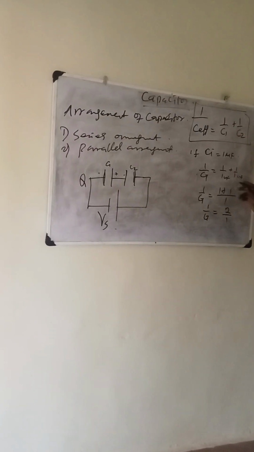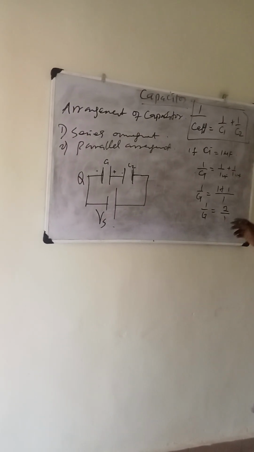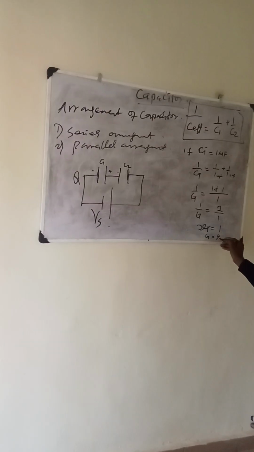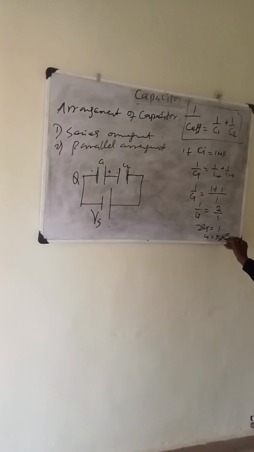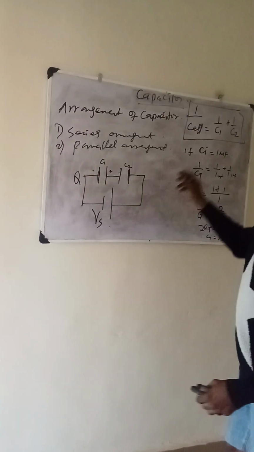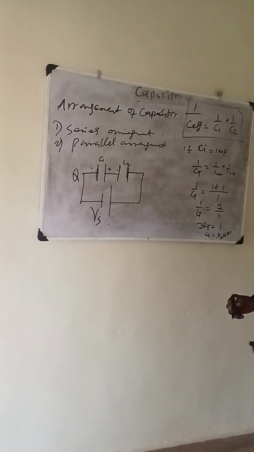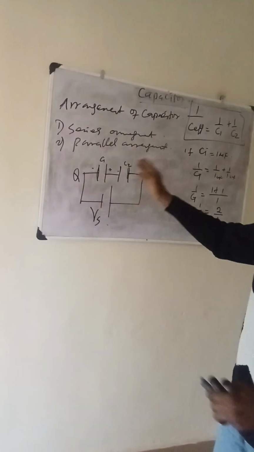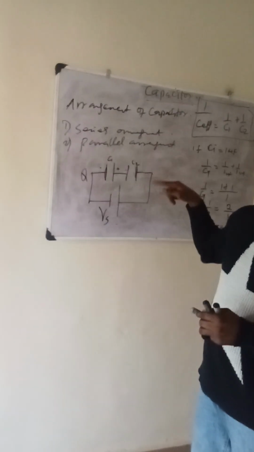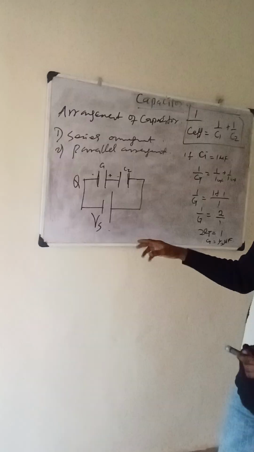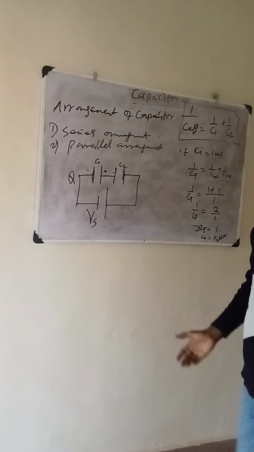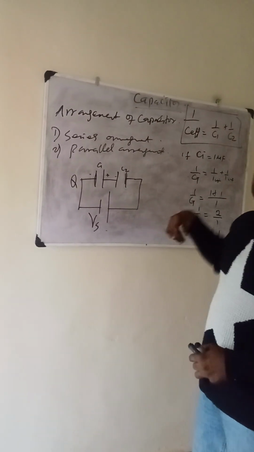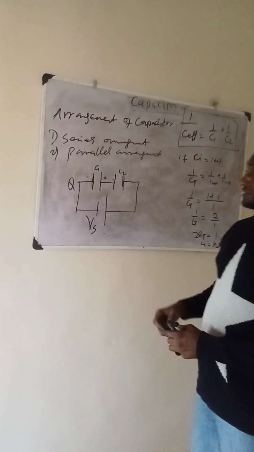Remember they are in microfarad. If you do the crossing, you have 2 C total equal to 1, so C total will be 1 over 2 in microfarad. So the effective capacitance will now be 0.5 microfarad. That is the value for that arrangement. You now see from individual capacitors of 1 microfarad, we're able to get 0.5. We cannot get it in the market, but we have used our brain to know that what will give us the value we need is to arrange these in series.